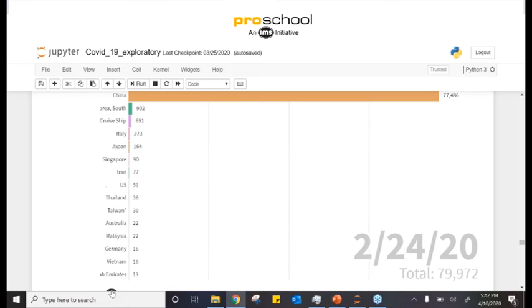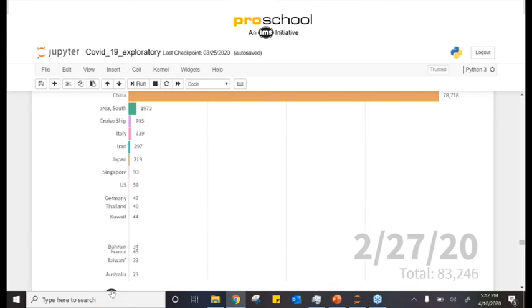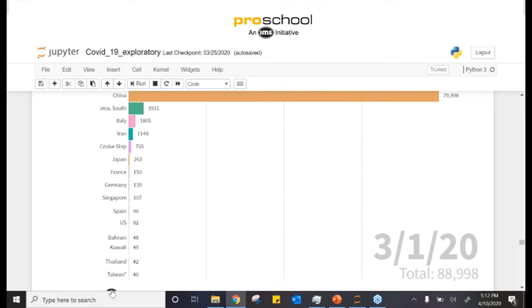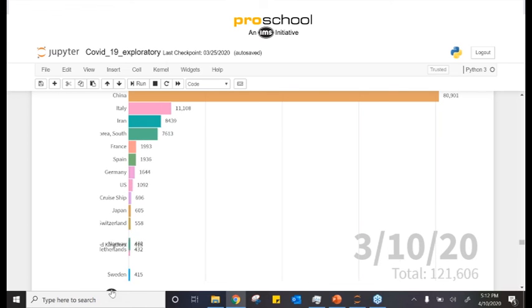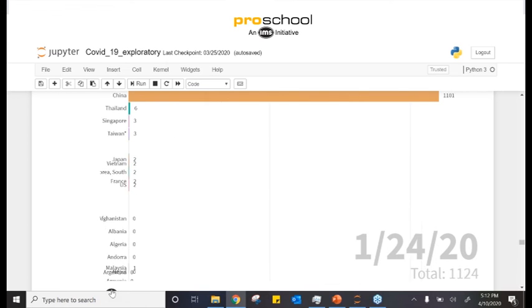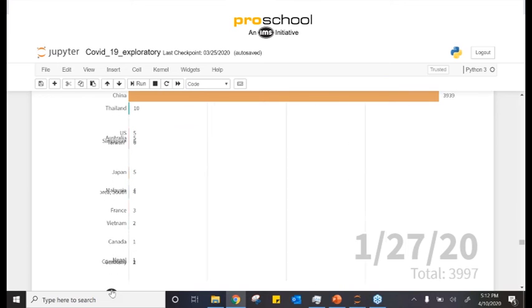You can see that confirmed cases keep on increasing like that, and now Italy is taking over. Italy was pretty naive at that point. Italy has just started, but you can see now that Italy and the US have taken over, and Spain and France, everyone is taking over from China, and China is taking an important job.